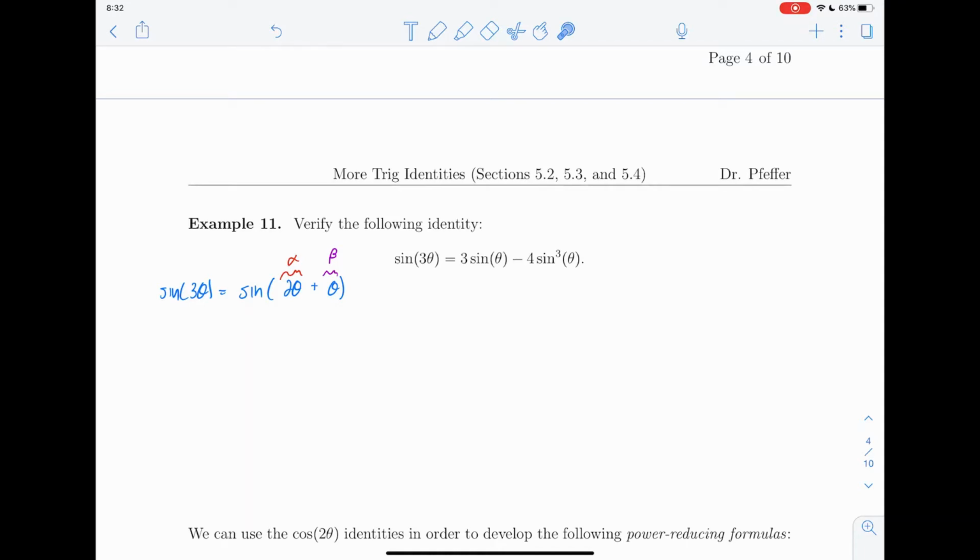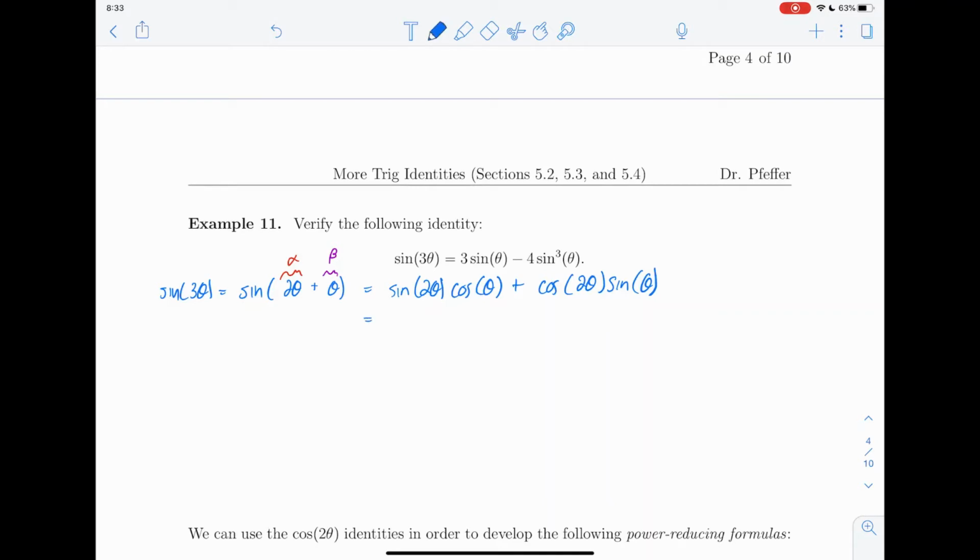And using a sum formula from the last video, we can now rewrite this as sine of alpha, which is sine of 2 theta, times the cosine of beta, which is just theta, plus the cosine of alpha, which is cosine of 2 theta, times the sine of beta, which is just sine theta. When we write it this way, we have sines and cosines, which we're happy with, and then we have some double angles, sine 2 theta and cosine 2 theta, which now, within the context of section 5.3, we can use the double angle formulas to help reduce.